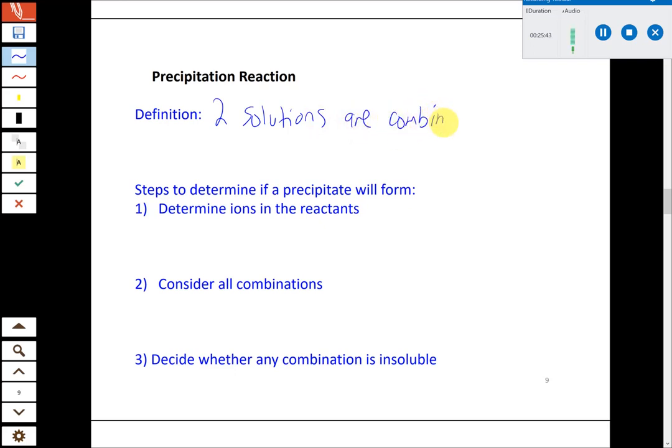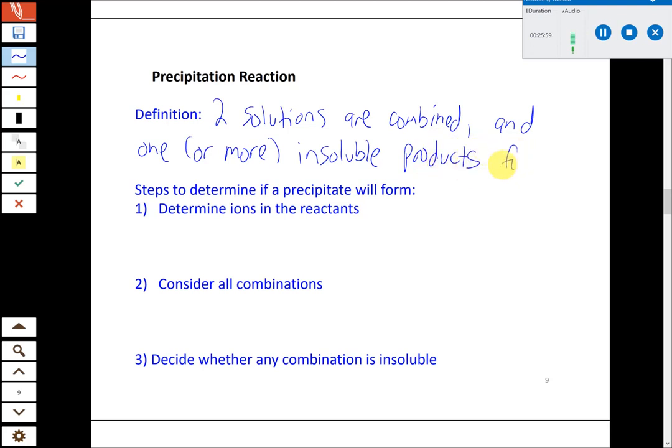And then what happens is, after combining them, one or sometimes more than one insoluble product forms, okay? So something that's insoluble is something that doesn't dissolve in that particular solvent. So it forms a solid that precipitates, as we call it, from the reaction mixture. And you usually get a cloudy mixture or a solid that sort of falls to the bottom. And that's what a precipitation reaction is.